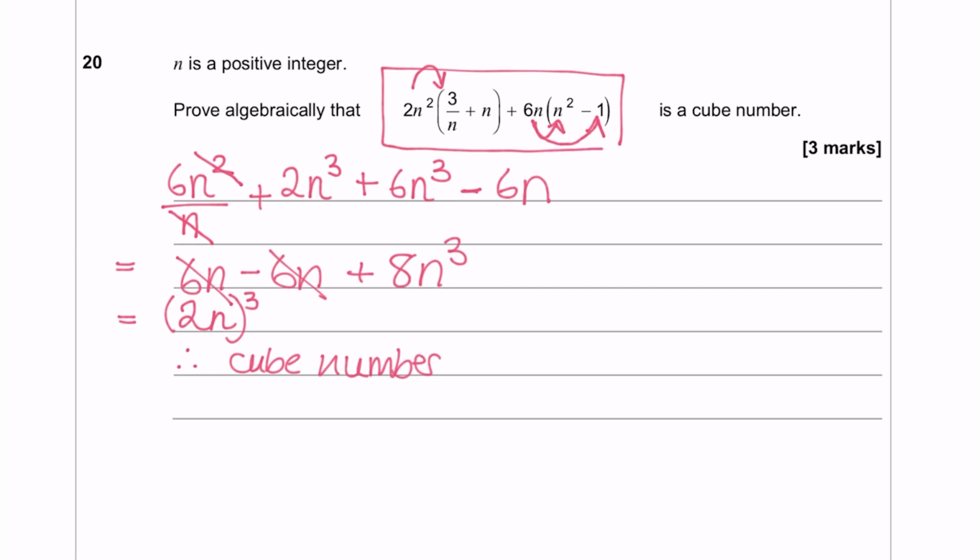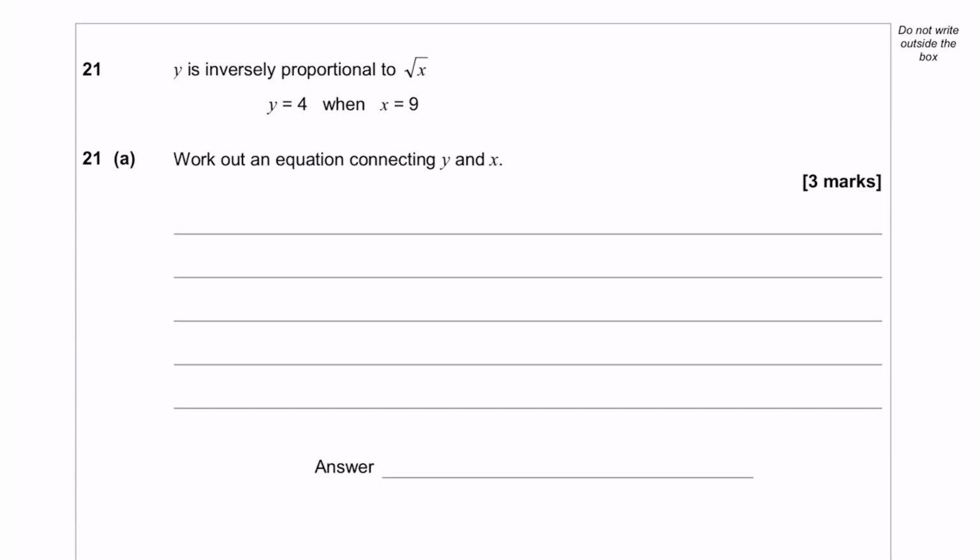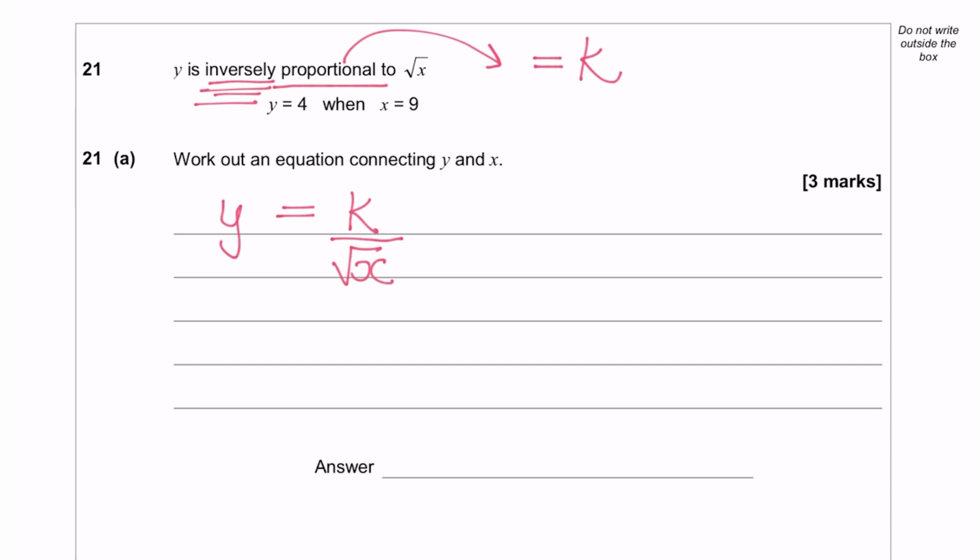Right, question 21. Y is inversely proportional to root X. Inversely, you see the word inverse and you're going to go, okay, it's 1 over. You see the word proportional, you're going to write equals K. You may have learnt it as the funny fish sign, but essentially that funny fish sign means equals K. Inversely means you're going to do it over root X. Try to use that second line. It's neat, and you're going to get the right answers.